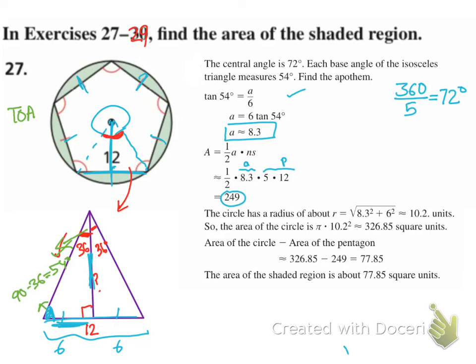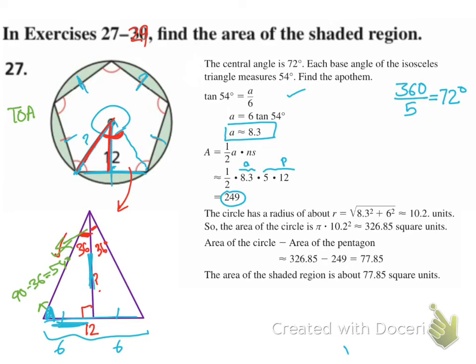But they don't want you to find the area of the pentagon. They want you to find the area of the shaded region. So you need to know the area of the whole circle. So for the circle, we need to know the radius. Is that given here? We need to know this thing. Is that given? The radius is not given. I have to work for that.